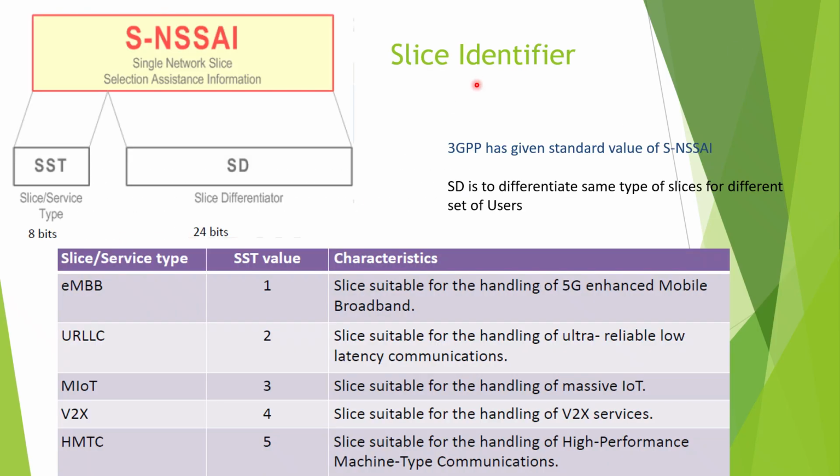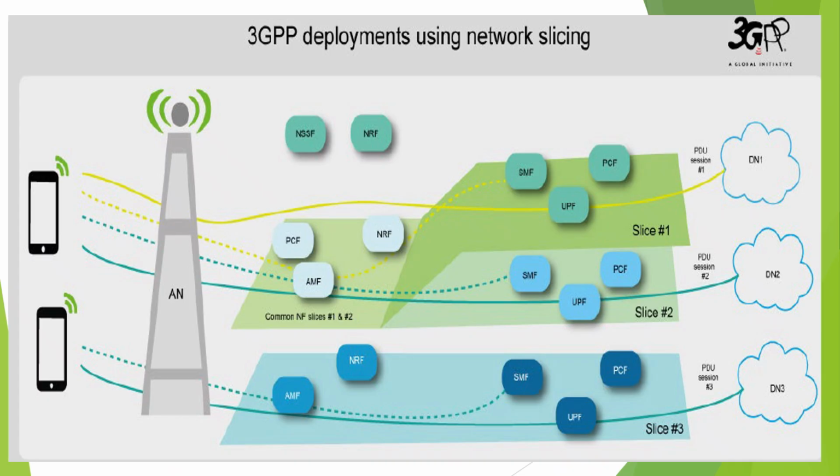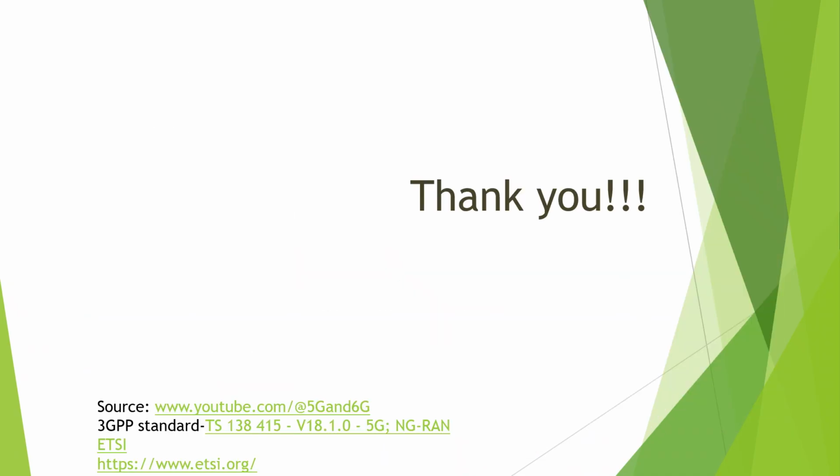So the slice identifier consists of SST and SD: SST is the slice service type selection, and SD is the slice differentiator. So this is the standardized one. Based on this, it sends the NAS information. So 5G applications are represented, and the deployment here. Thank you.